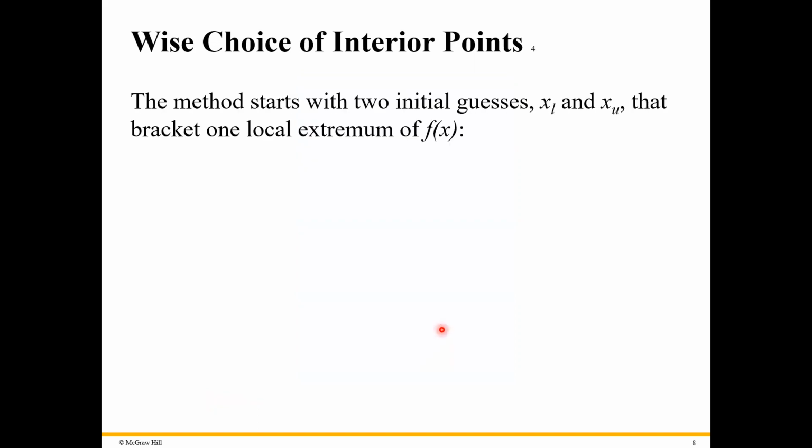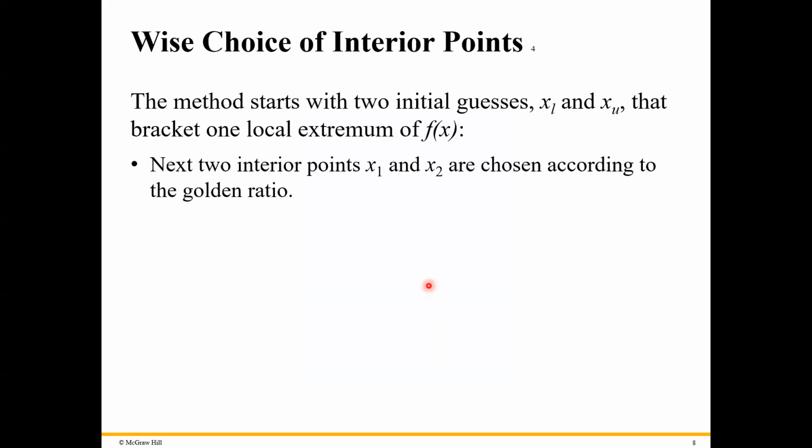Okay, so let's see. There are two rules. So the method starts with the two initial guesses xl and xu that bracket one local extremum. So the next two interior points x1 and x2 are chosen according to the golden ratio. So we start from xl and xu. So we have a function. So we will take 2 points on that function. Okay, one is the leftmost point, the other is the rightmost point, xl and xu.